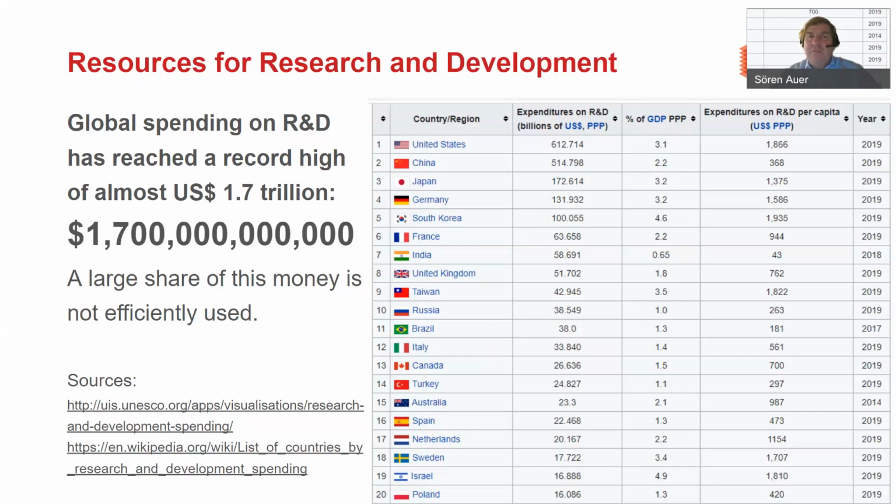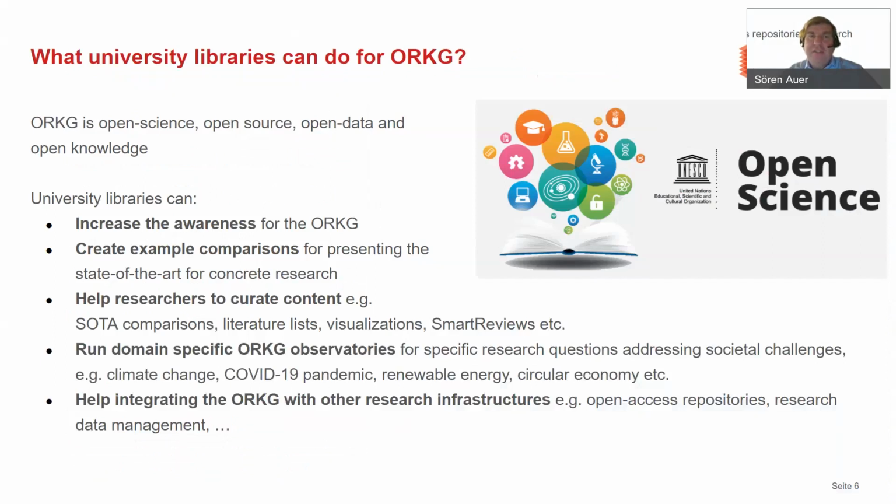So a large share of the gross domestic product, often between 2 and 3% in highly developed countries, is invested into research and development. And due to this flood of publications, I think a large share of this money is not very efficiently used and not well invested. I think 20, 30, maybe even 40% of that investment is wasted because we researchers don't have a good overview of the state of the art. We duplicate things, we repeat things, and that makes these investments not very efficient and effective. So with the ORKG, we address this challenge.